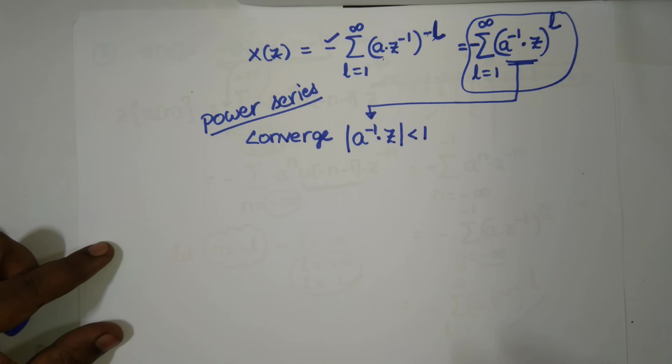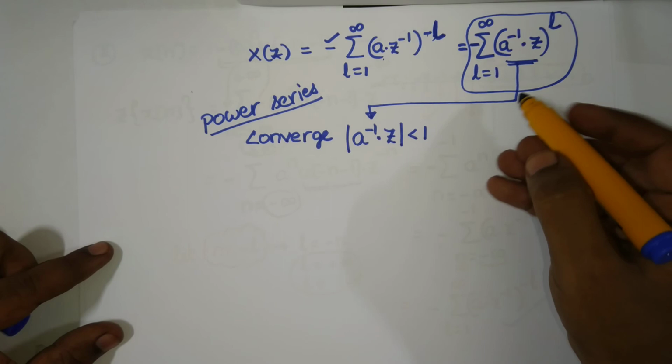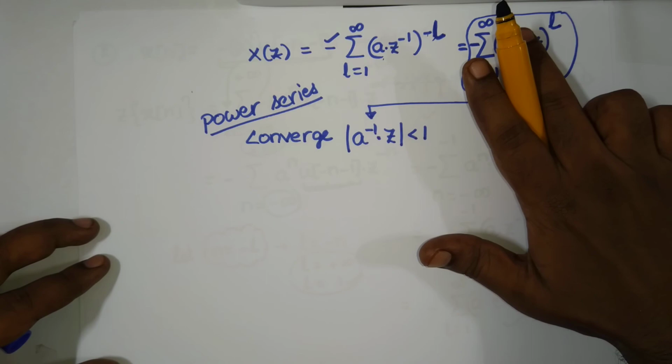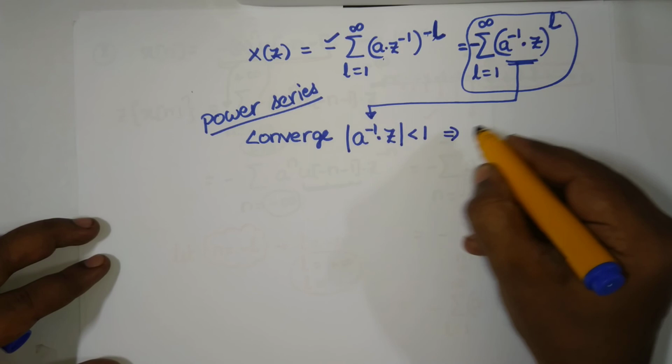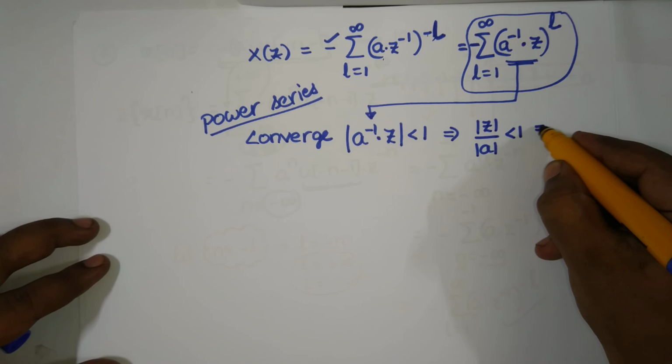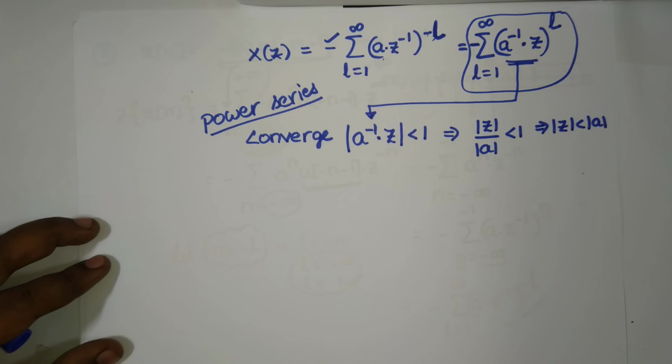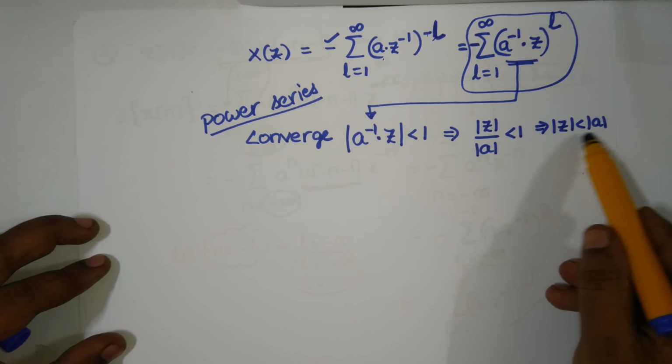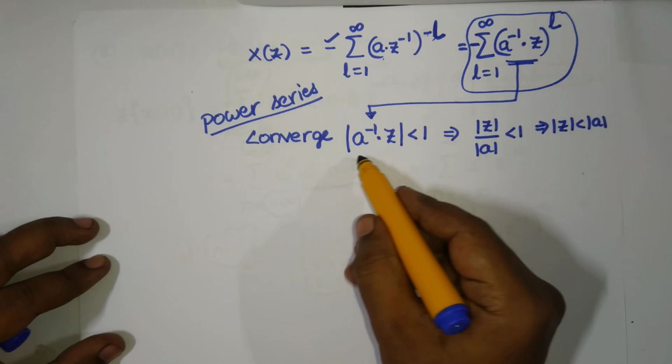Anyways, I want a closed form. End of the day, I must be able to define things on a finite domain. So if this quantity is less than 1, this power series will definitely converge. Otherwise, mod z over a is less than 1, that means mod z is less than mod a. So this power series will converge if mod a inverse z is less than 1, or mod z less than mod a. If this condition is satisfied, what will this converge to? That we need to find now.